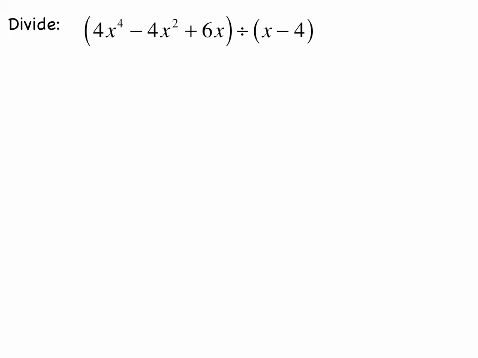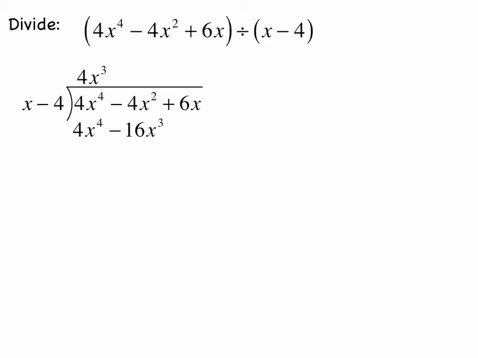All right, make sure that your notes are correct. It says 4x to the fourth minus 4x squared plus 6x divided by x minus 4. Again, we're going to set it up, and we're doing the same steps over again. 4x to the fourth divided by x is 4x to the third. I multiply this back again. 4x to the third times x is 4x to the fourth minus 16x to the third.